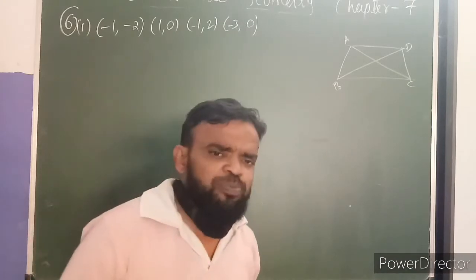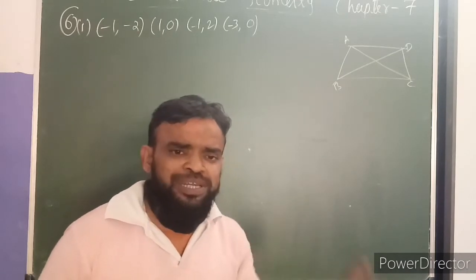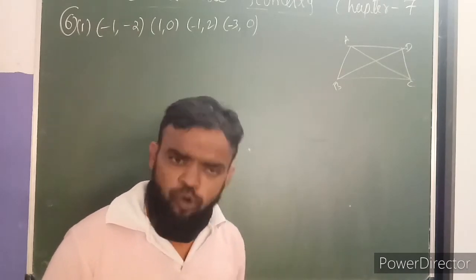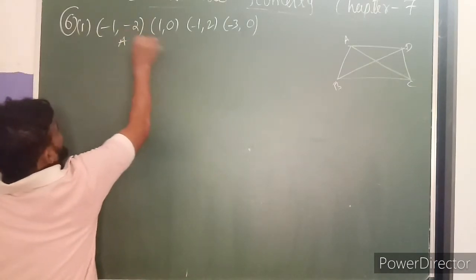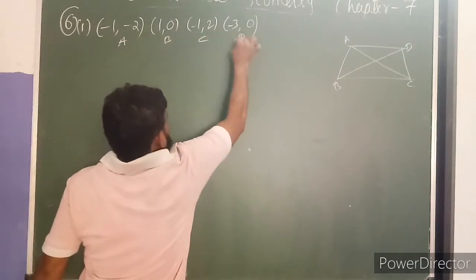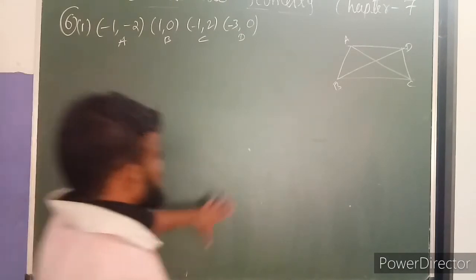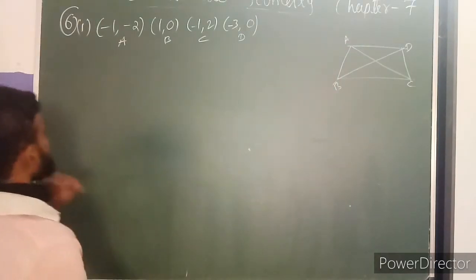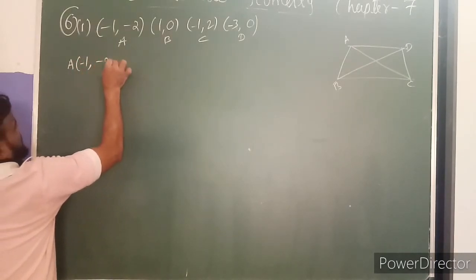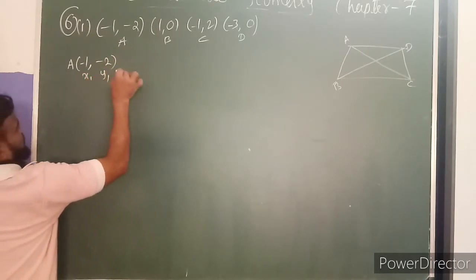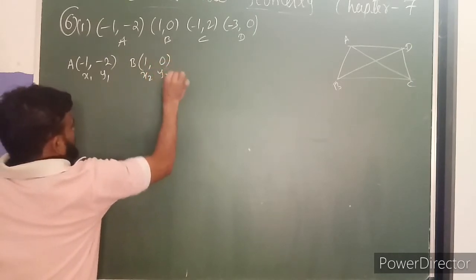Understood? The same we have to apply. There are 3 sums in question 6. I am going to explain the first one and the remaining sums you solve for homework in the classwork. Right? So first 4 points will be given, A, B, C and D. First of all I take the first side, that is AB side. Remember, AB side. A is (-1, -2), that is x1, y1. And B is (1, 0), that is x2, y2. Right?